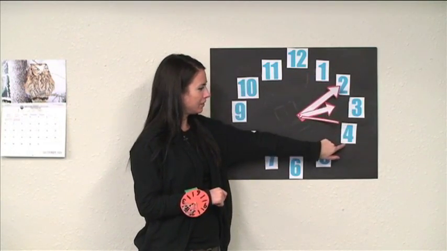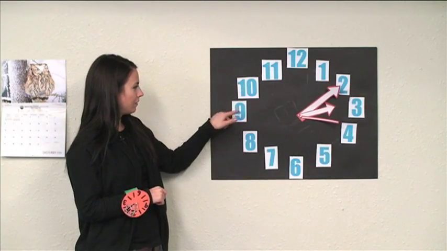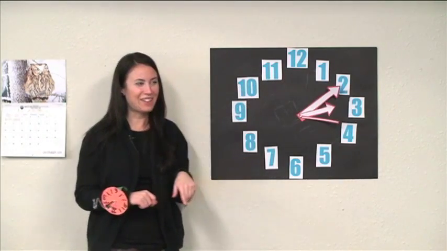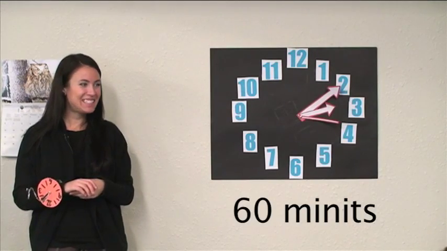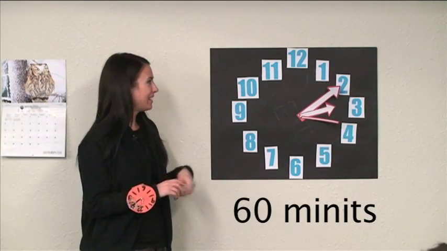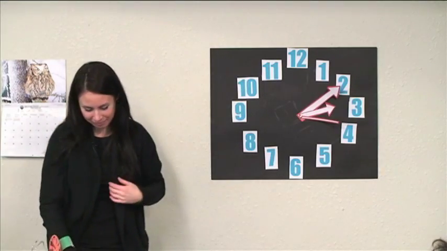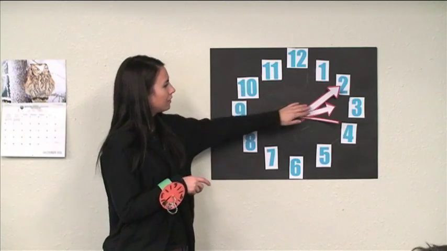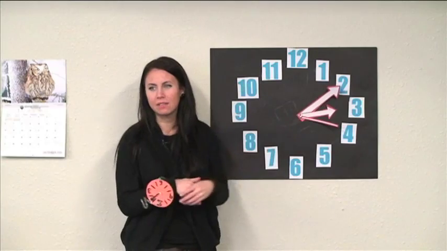5, 10, 15, 20, 25, 30, 35, 40, 45, 50, 55, 60. So how many minutes are in an hour? 60 minutes in an hour. So each one tells us 5 minutes. Good job, you guys. Okay, so if it's on the 3 and it's at the 10 minutes, it's 3:10.